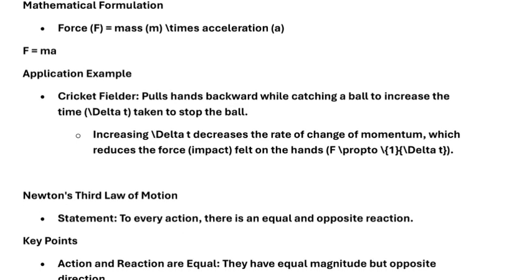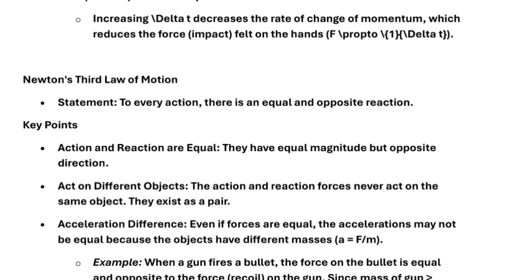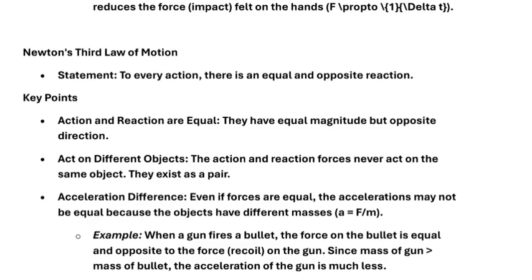Application example: a cricket fielder pulls the hands backward while catching a ball to increase the time, delta t, taken to stop the ball. Increasing delta t decreases the rate of change of momentum, which reduces the force, the impact, felt on the hands. F is proportional to 1/delta t.